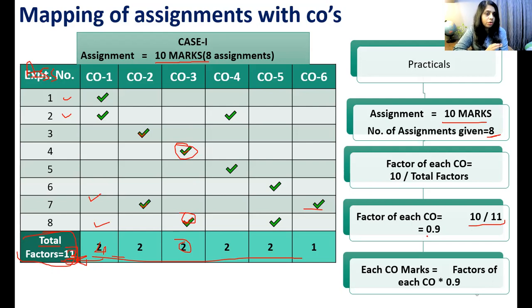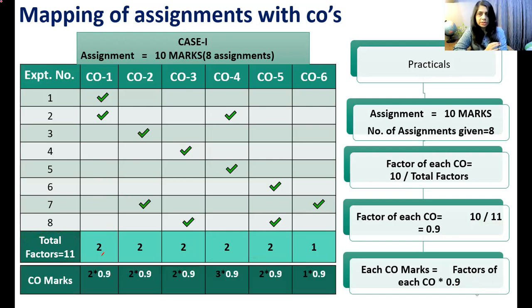Now you have got 0.9. Now calculate each CO mark is equal to factor of each CO into 0.9. Means what you have to do, suppose you want to assign marks for CO1, you have to consider its factor. Its factor was 2. Now first let me erase this. Yeah, its factor was 2. So multiply 2 with this 0.9.